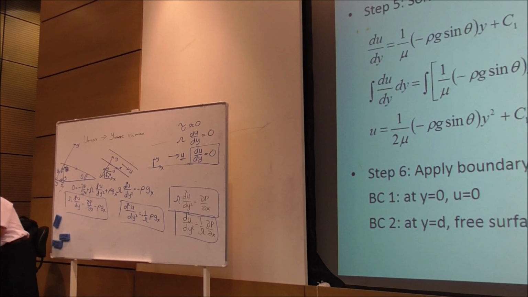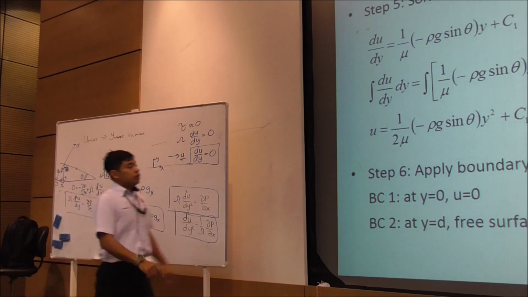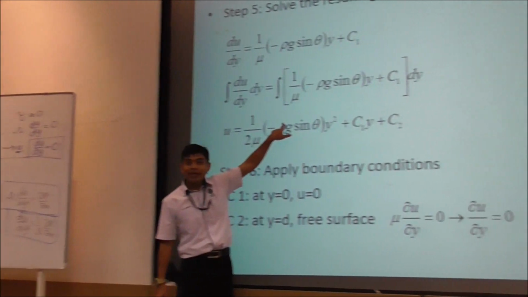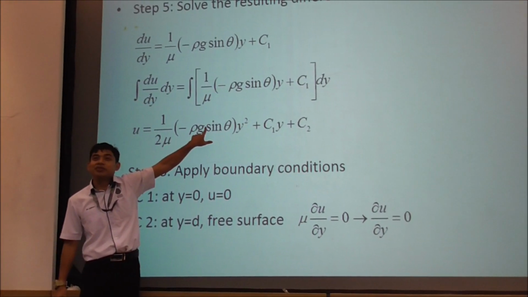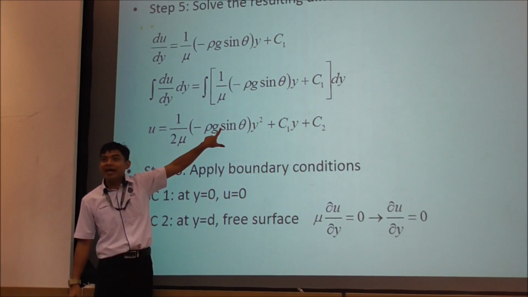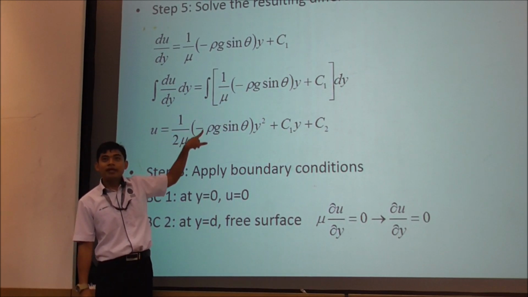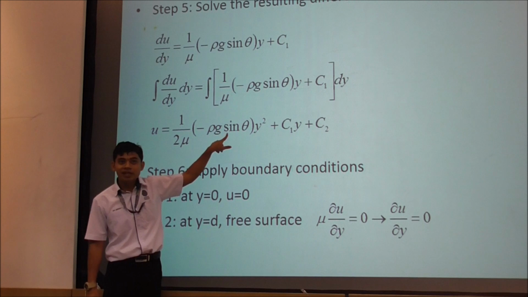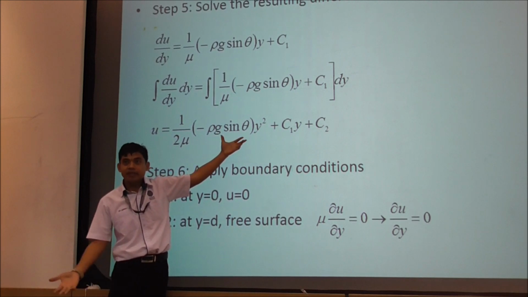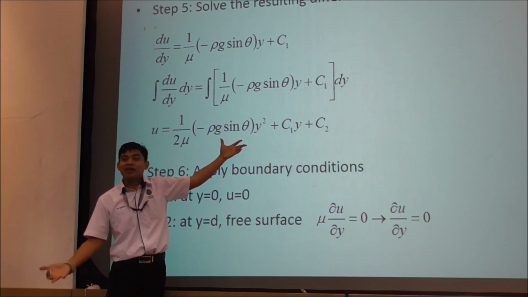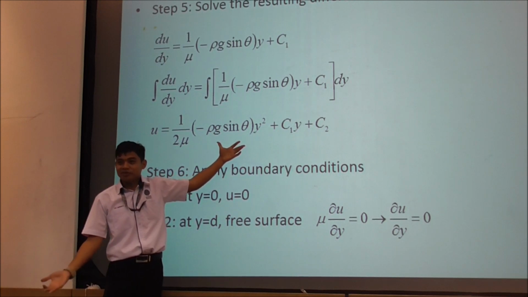Now, you see this one, previously you have 1 over 2 mu dp dx. Now you just change it into this. So if you have dp dx and g, you will have 1 over mu dp dx minus rho g sine theta. As simple as that. Don't worry too much about it. You have a lot of other things to worry about, not fluid mechanics.